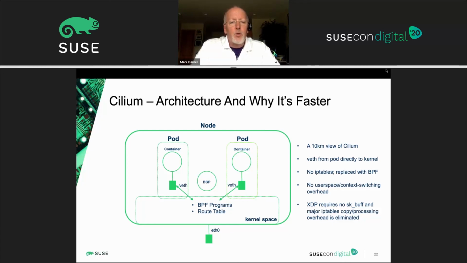You'll notice this does not go into a Linux bridge now. It does not go back up into user space. So we've eliminated a context switch, which is a major savings, because the other side doesn't necessarily have that context switch either. We may have eliminated multiple context switches.